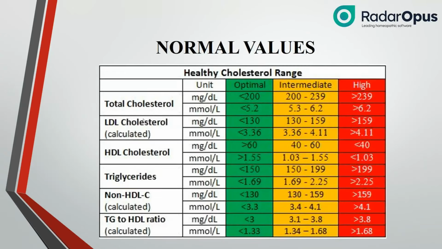Now these are the normal cholesterol ranges: the total cholesterol range, LDL, HDL, and triglycerides. So these are the optimal, intermediate, and high ranges of the different cholesterols which come under the lipid profile.